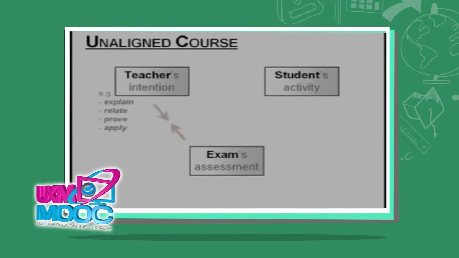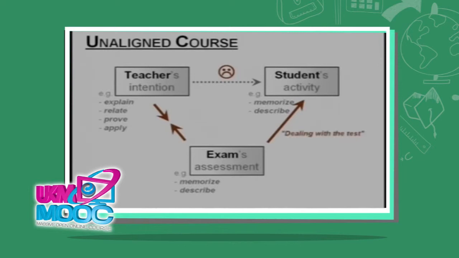And now suppose the exam measures something else. For example, the ability to memorize and to describe. In this case, Robert will focus only on the skills required for the test, disregarding the teacher's intentions. This is called dealing with the test. Of course, you can extend with as many operations as you like.